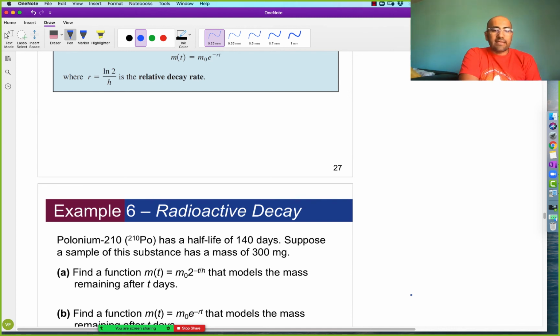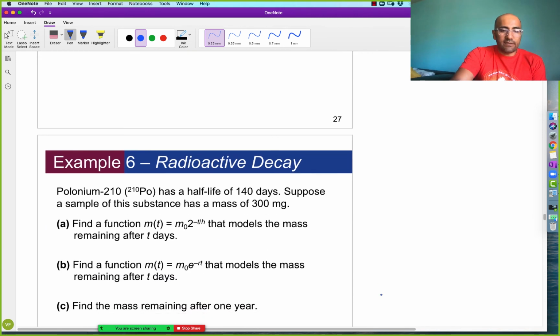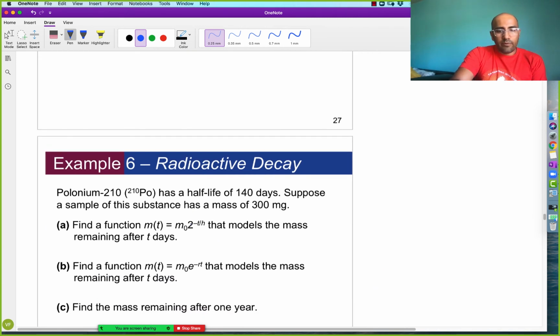Polonium-210 has a half-life of 120 days. Suppose a sample of the substance has a mass of 300 milligrams. Find the function m of t equals m0 times 2 to the negative t over h that models the mass remaining after t days. Right, so remember this little notation here is the half-life, right? Because 2 to the negative 1 power, right?